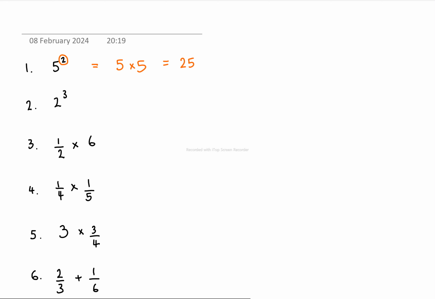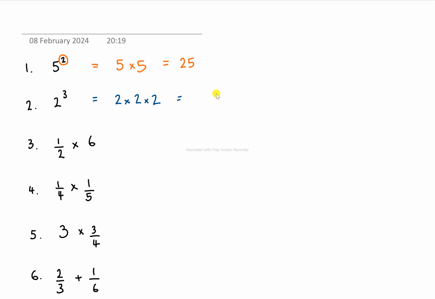Right, what about this one? 2 cubed. Okay, so it means 2, 2, 2. So we write 2 three times, and then we multiply them. You have to multiply them. That becomes 8. It is not 6. Don't fall for that trap.